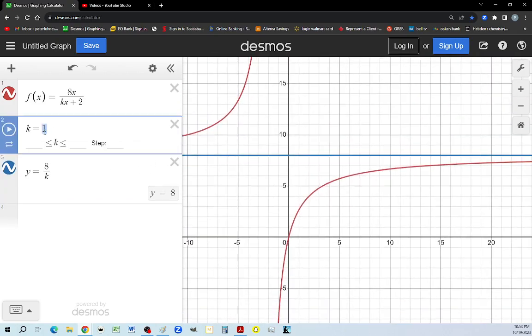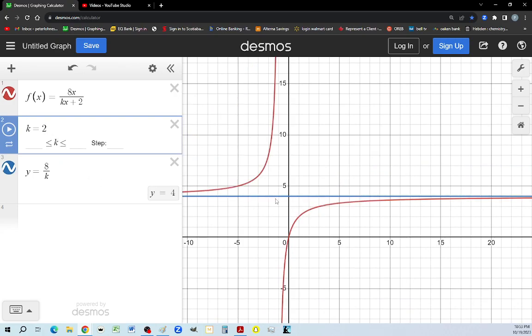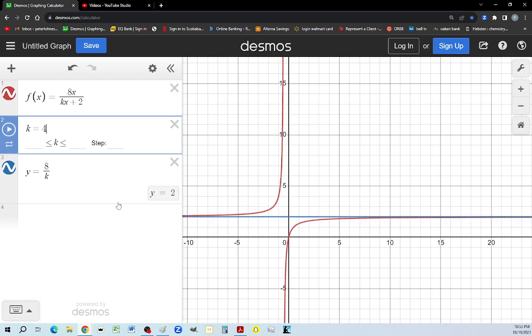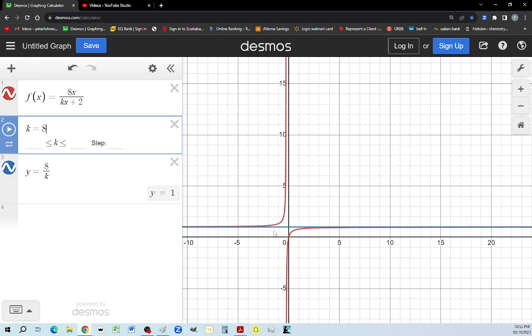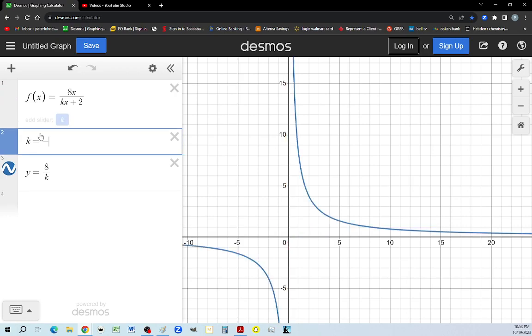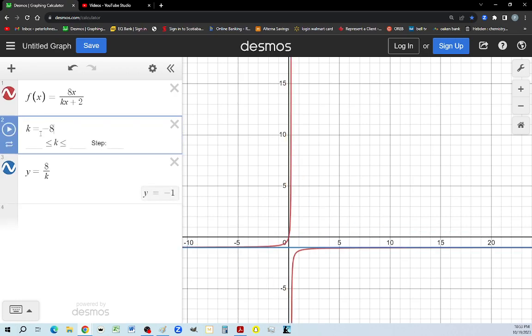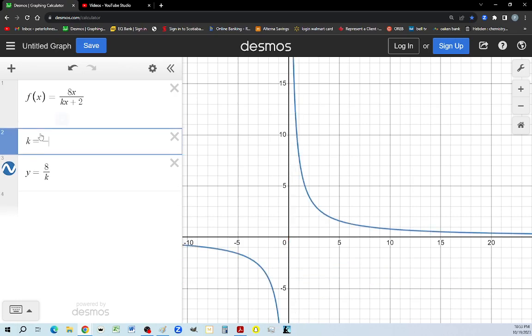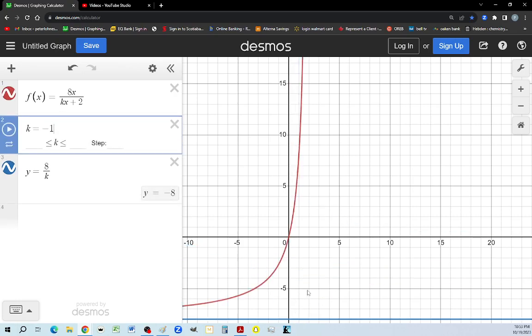Now what happens when k is 2? The horizontal asymptote goes down to y is equal to 4. Right there, you can see it. When k is equal to 4, the horizontal asymptote will go down to y is equal to 2. You can see it right there. And finally, when k is 8, the horizontal asymptote will go down to positive 1. y is equal to 1 right there. And all that will happen on the negative side is it'll go negative 8, negative 4, negative 2, negative 1. It's the same thing just on the bottom.